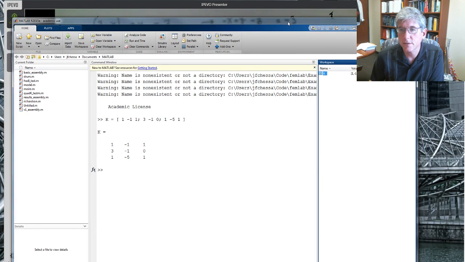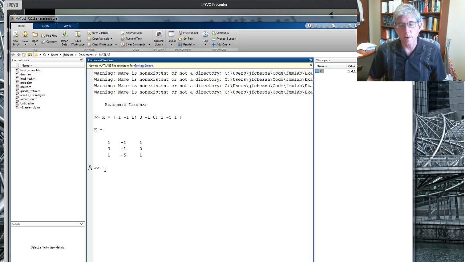Okay, so you know it exists. All right, next, we have to do the right-hand side. So this is going to be my F vector. You know, everything in Matlab is a matrix. So in fact, a column vector is really a 3x1 matrix. So we define it in the same way.